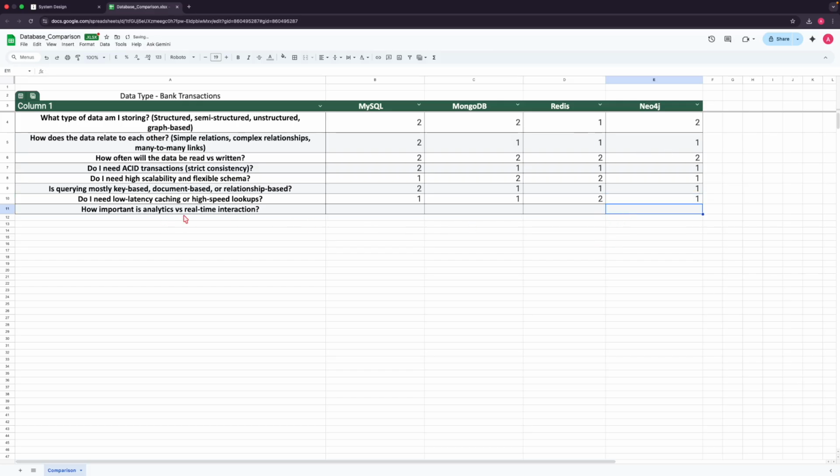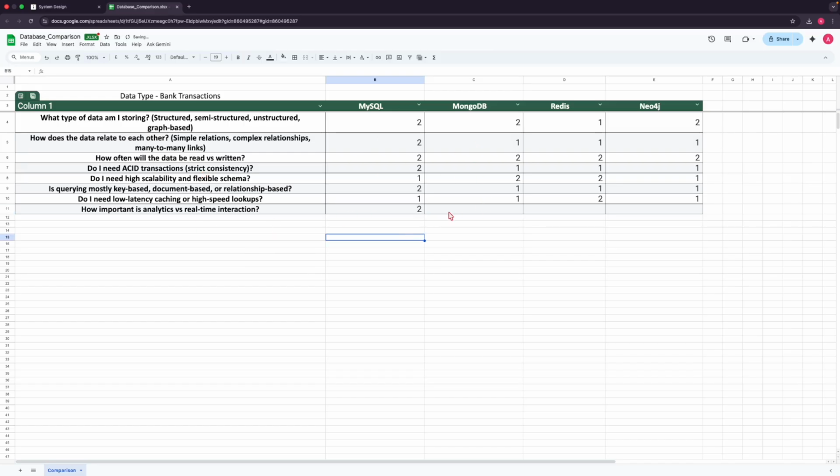Next, coming to how important is analytics or real-time interaction. Regarding banking transactions, it is highly real-time, right? It's live transactions we are dealing with. So whether MySQL provides us this feature, yes, definitely it will help us with dealing with live transactions with strong ACID properties. So that's the reason I am giving it a 2.